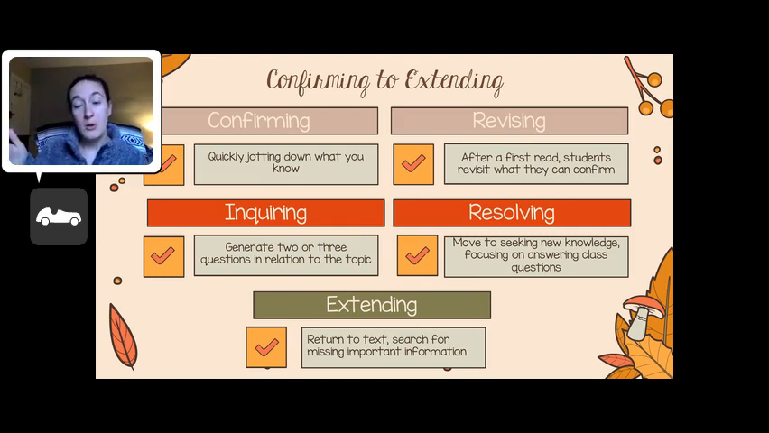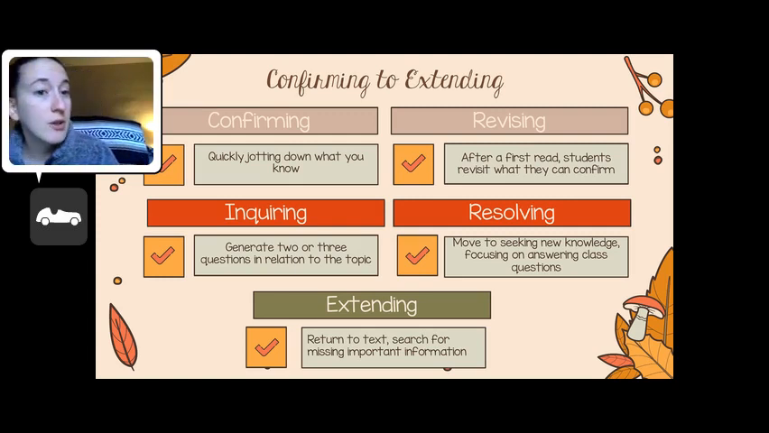The next place they're going to go is the revising section. In the revising section, you revisit what you wrote in the confirming section and check off what you can confirm. So what information did I already know? That's correct. That's after your first cold read. The next thing you're going to do is the inquiring section. So you could really do the revising and inquiring section together, revising first and then the inquiring.